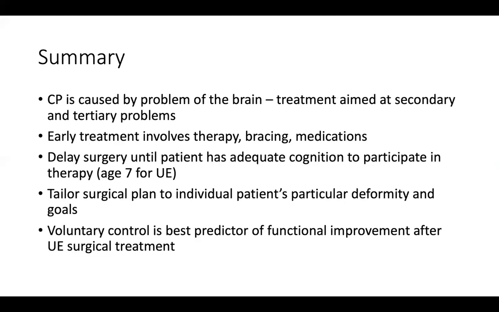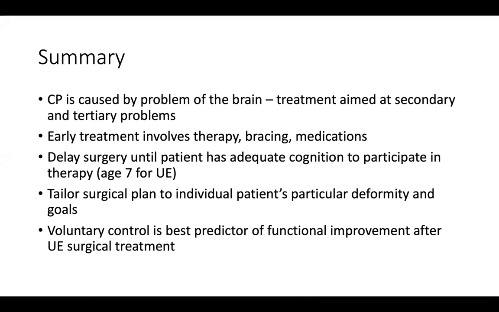But just to try to wrap things up, CP, as I mentioned, is a problem that starts in the brain, and that's the primary problem. But our treatment is aimed at those secondary and tertiary problems because we can't really go back and change the original insult that took place. So early treatment for CP patients involves a lot of therapy often. We try bracing, various medications, but in cases where those are not successful, we have multiple surgical options based on what the deformity and their limitations are.